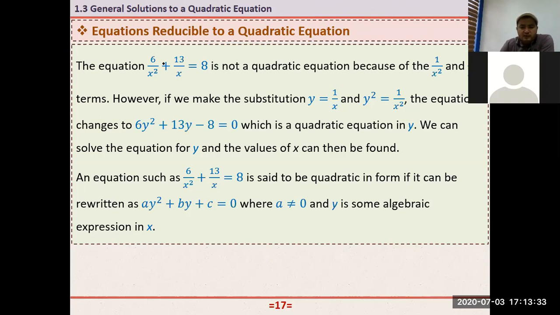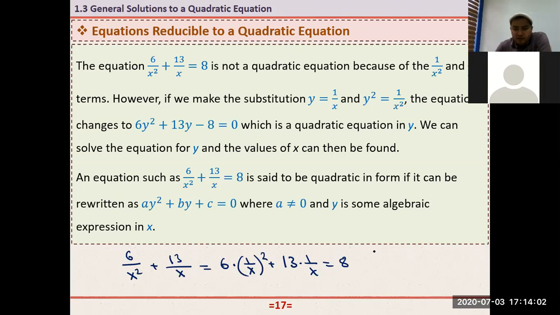One example is this: 6 over x squared plus 13 over x equals 8. We can write 6 over x squared plus 13 over x as 6 times (1 over x) squared plus 13 times (1 over x), which is equal to 8. Now, if I use another variable, in math we call this an auxiliary variable.